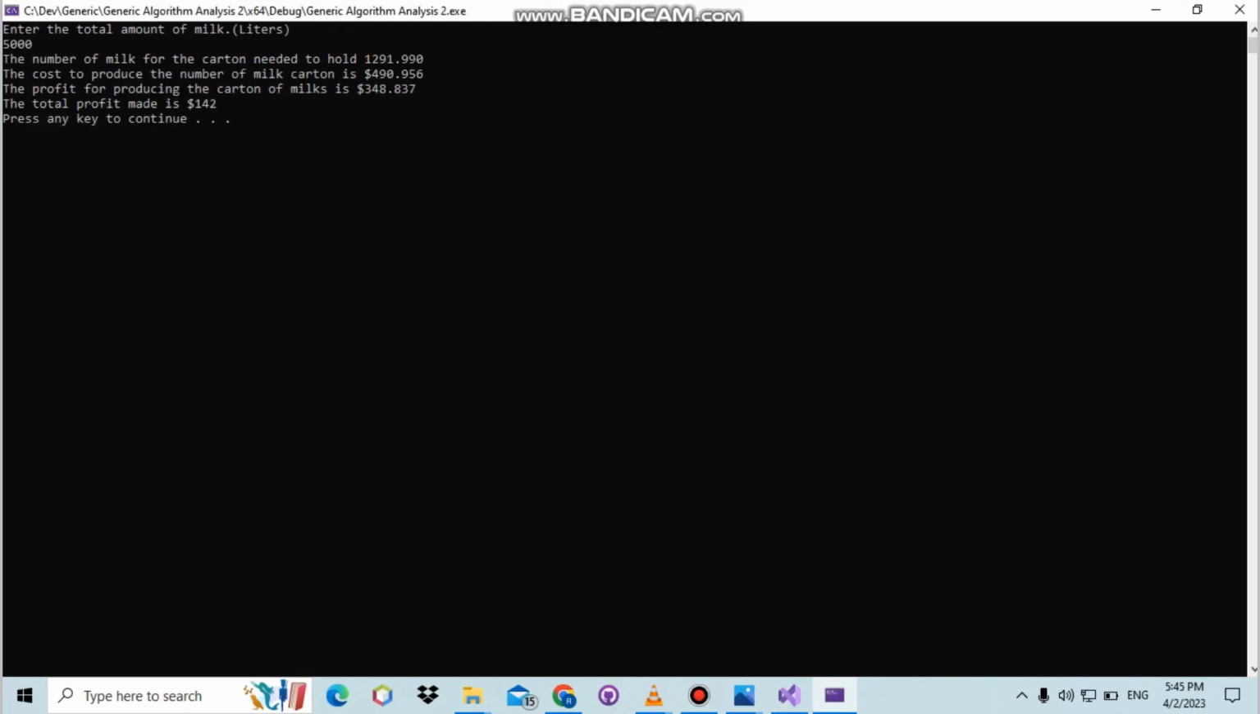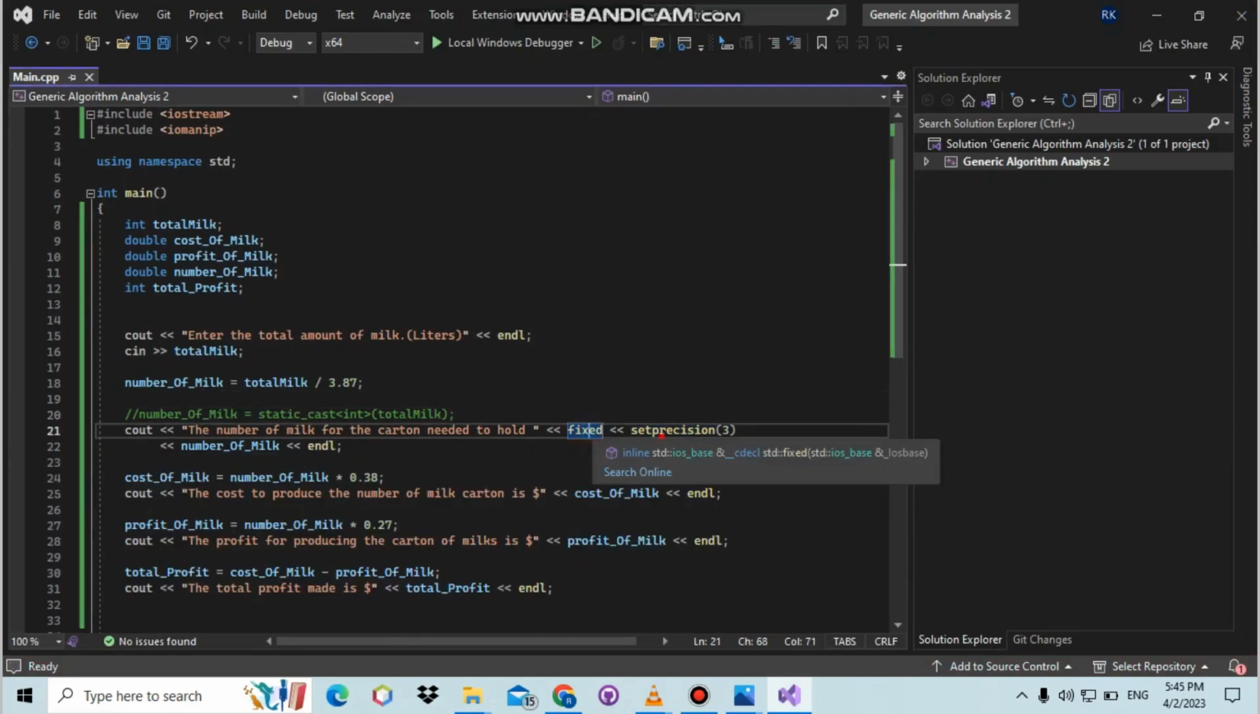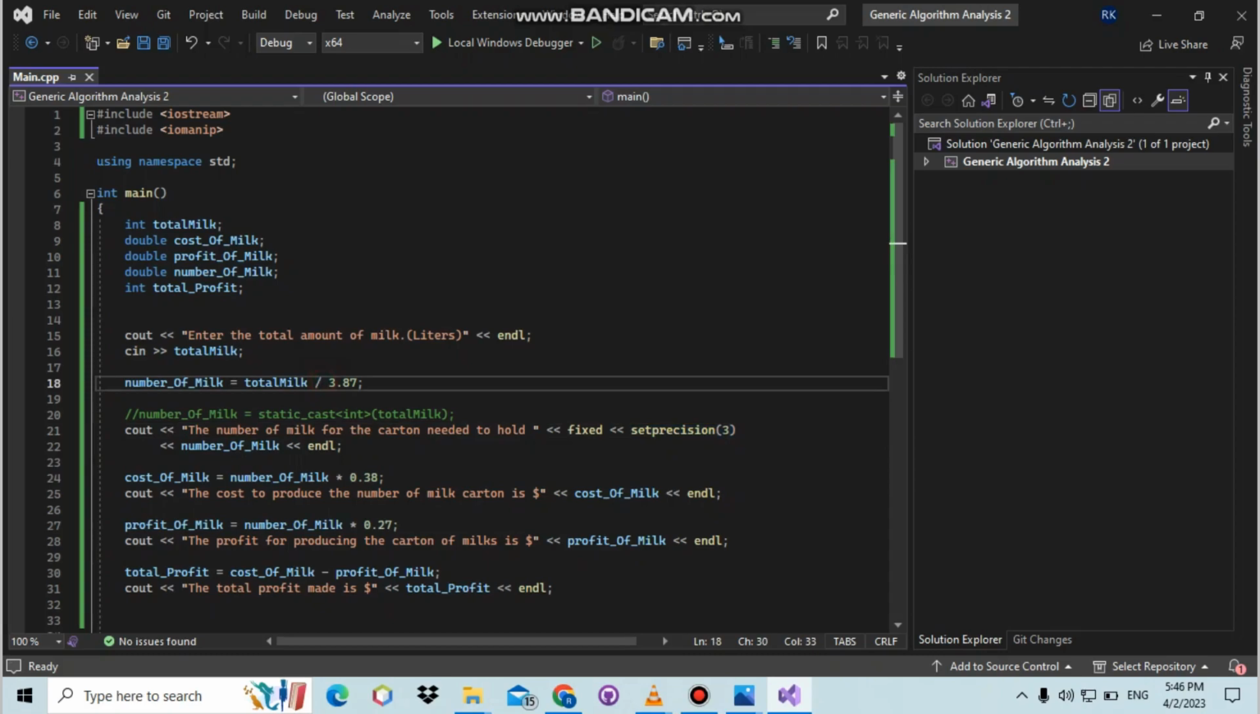Awesome. As you can see, the number of milk cartons you need to hold is going to be this, because even if you use a calculator physically and say you have 5,000 divided by 3.78, it gives you a rough estimate. If you go back here, I included this setprecision and also this fixed. These are functions that I mentioned, they're predefined in this header file, iomanip. Setprecision just gives how many decimal points are being displayed. And also here I'll just say 78, not 87.